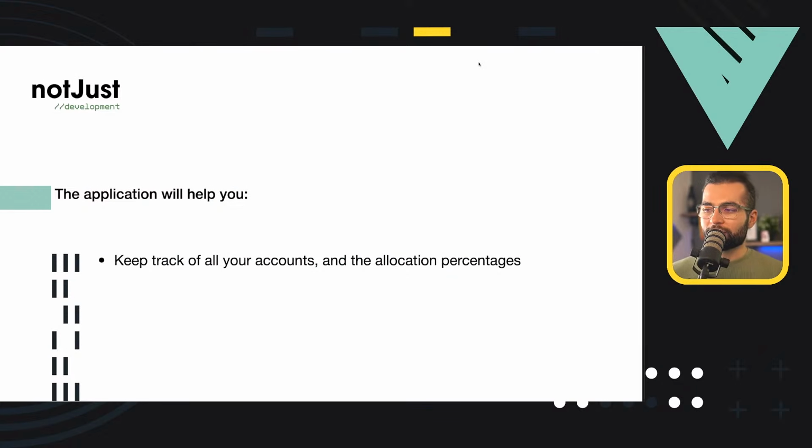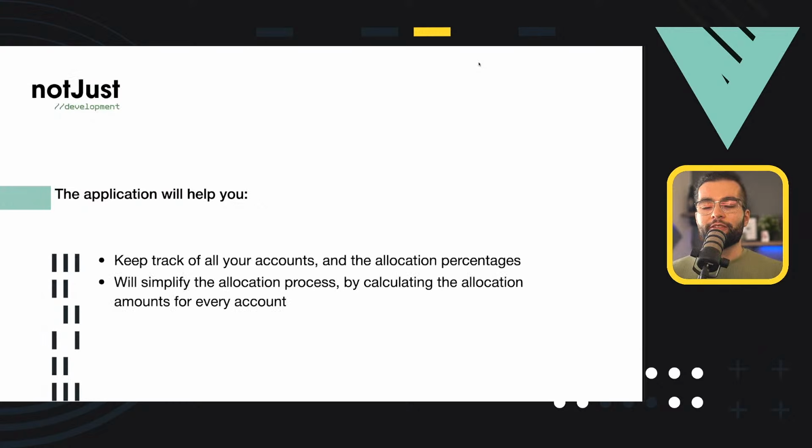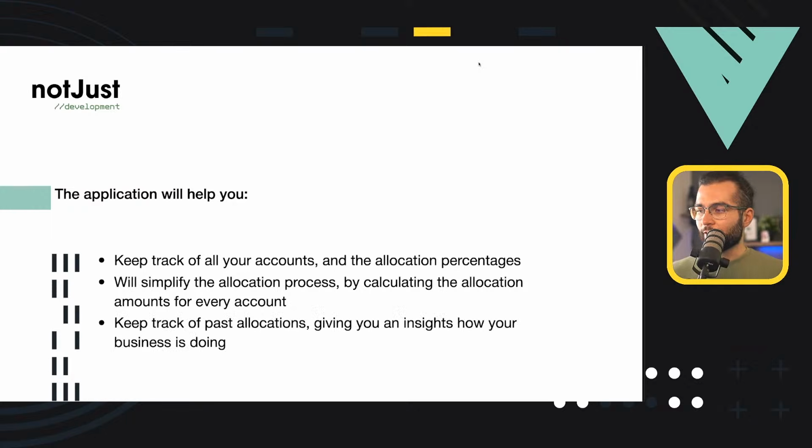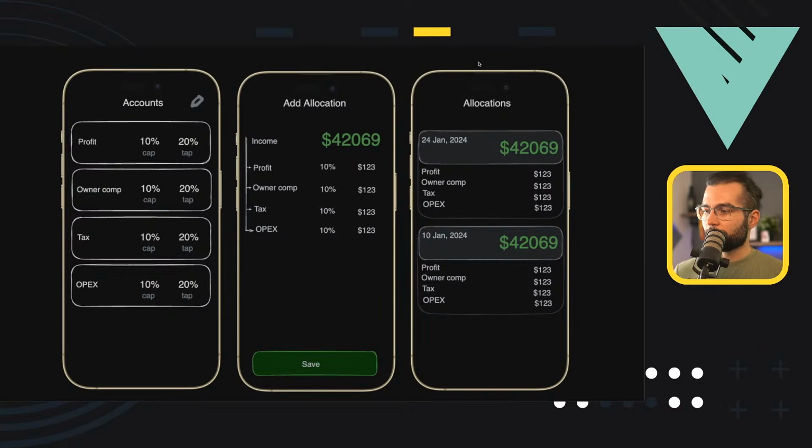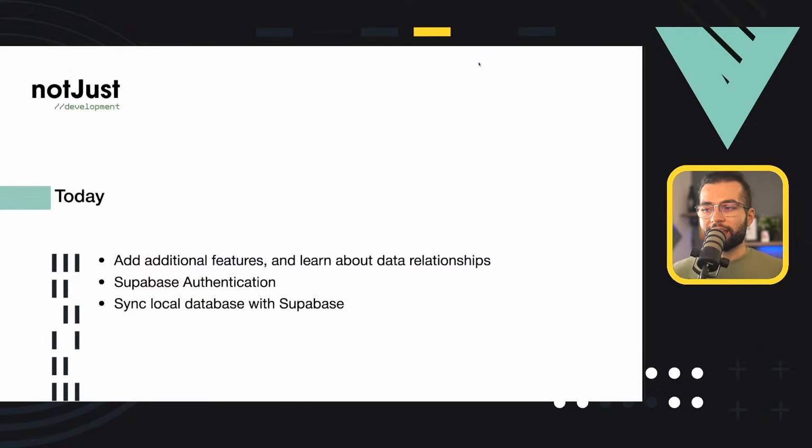So the features of the application will be allowing you to keep track of all your accounts and the percentages that you set, and will simplify the allocation process by calculating and giving you the amount of distribution that you have to do for each account every time you do this. Usually you do the allocation twice a month, and I'm not gonna give you more details not to bore you.